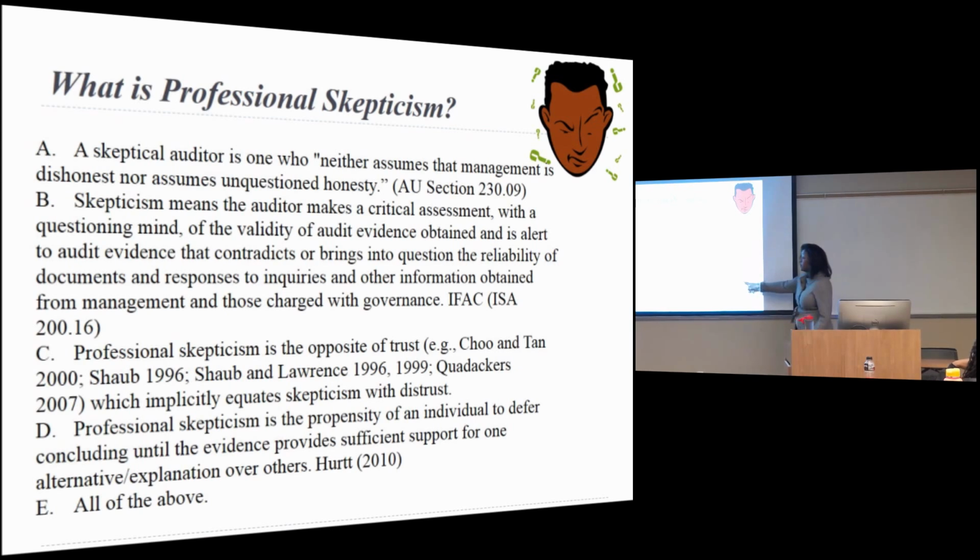You want to defer and think about some of these things when we're talking about the judgment framework. Suspend judgment. Defer your conclusion until the evidence provides you sufficient support, because you have to be able to support the conclusion that you make or the opinion that you give on the financial statements. It has to be supported by the evidence. So you want to critically assess the audit evidence.